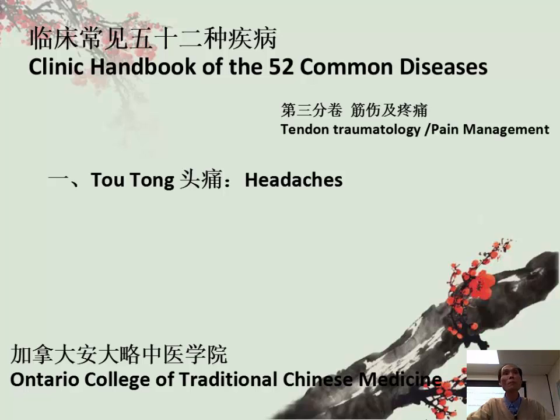Each day you get 1 book. So today you get 5 books. In addition, in total you get about 52 common diseases, which will meet the requirement of the college, okay? Good.